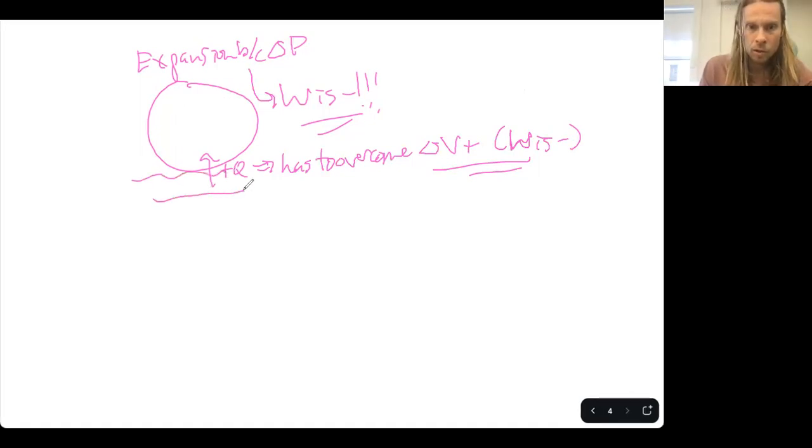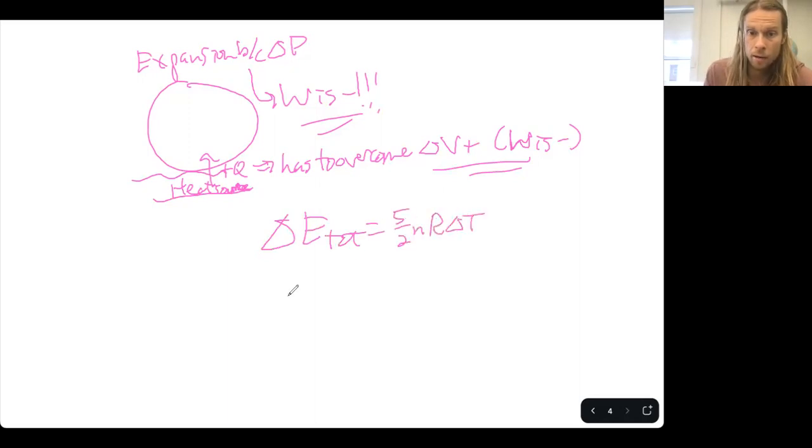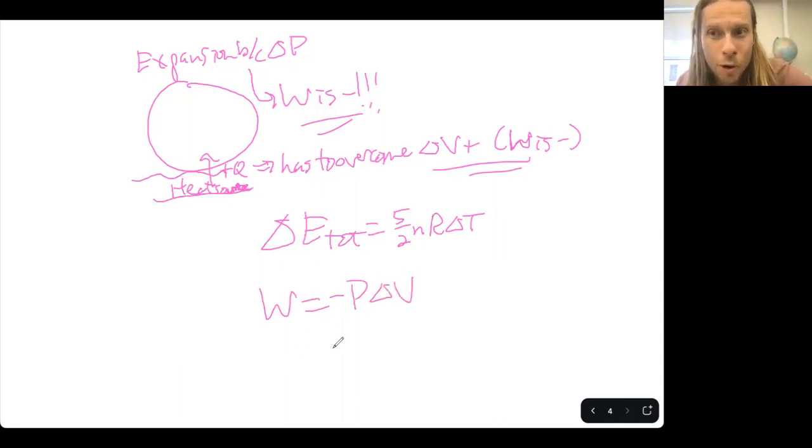So I have my heat source here, right? Heat source, whatever it may be, hot plate, a fire, something like that, just something that's hotter than this. It has to overcome both. So how do we do this? How do we actually know what is Q, what is W, what is delta E total? So delta E total, as you remember, is 5/2 nR delta T for air. Work is negative P delta V, right? So where does Q come in?